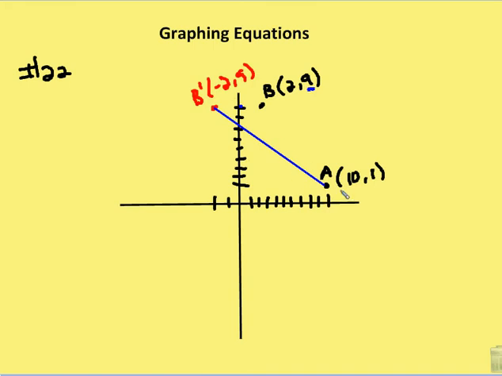The slope from A to B prime will just be 9 minus 1 over negative 2 minus 10, which is equal to 8 over negative 12, or dividing both the numerator and denominator by 4, I get 2 over negative 3, or negative 2/3 is my slope.